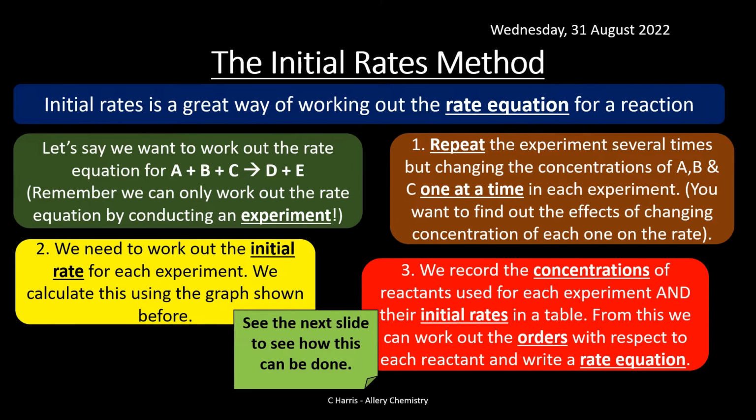Then we record the concentrations of reactants used for each experiment and their initial rates in a table. From this data, we can work out the orders, and once we've got the orders, we can work out what the rate equation is. So that's the method, the approach that we're going to take, and we're going to see this on the next slide as well.